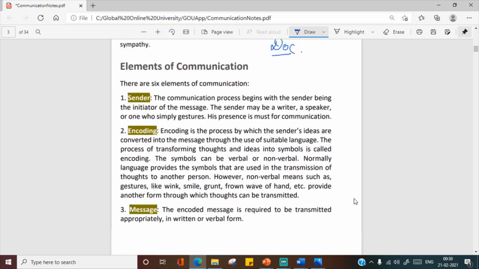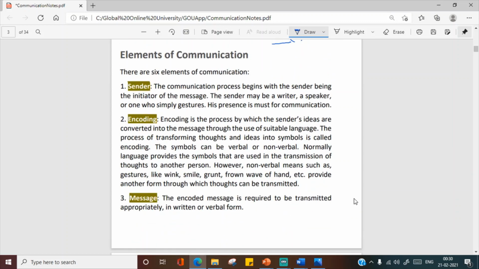Let's talk about the various elements of communication. What does communication comprise of? First and foremost, the most important here is the sender. The sender is the person from where the communication begins. The sender may be a writer, a speaker, or the one who is simply giving a gesture. His presence is a must for communication. If there is no sender in a communication, the communication process will not get initiated.